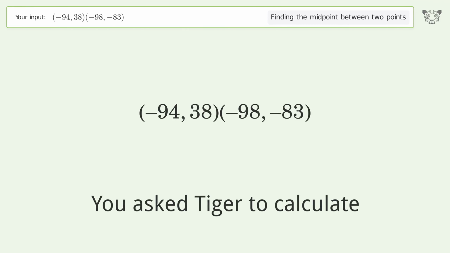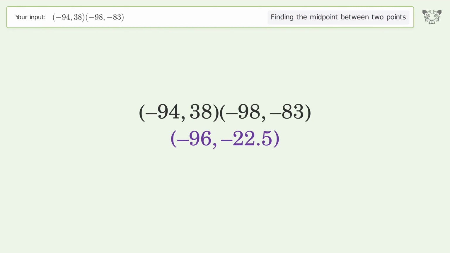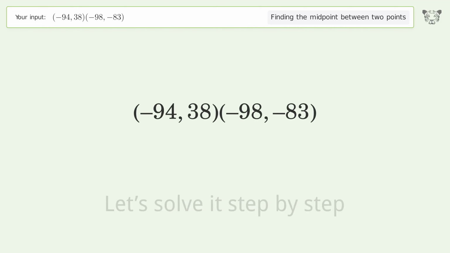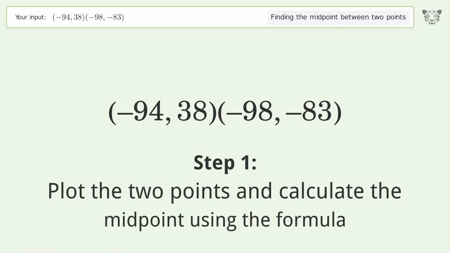You ask Tiger to calculate. This deals with finding the midpoint between 2 points. The midpoint between the 2 points is -96, -22.5. Let's solve it step by step. Plot the 2 points and calculate the midpoint using the formula.